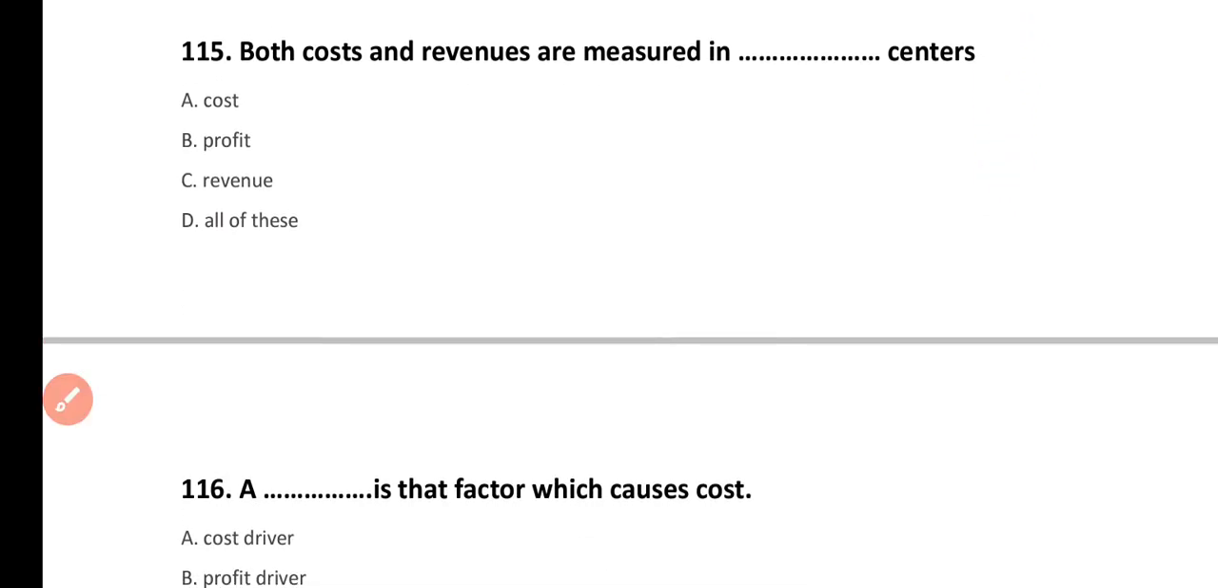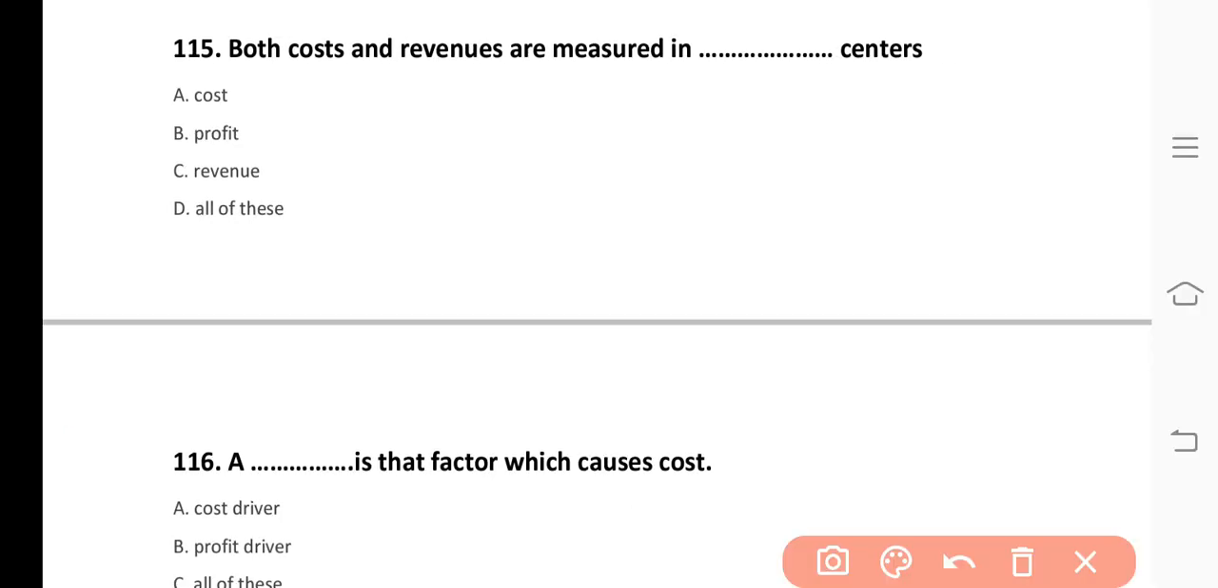MCQs number 115. Both costs and revenue are measured in which center? Cost center, profit center, revenue center, all of these. So both costs and revenue are measured in profit center. Option B is correct.